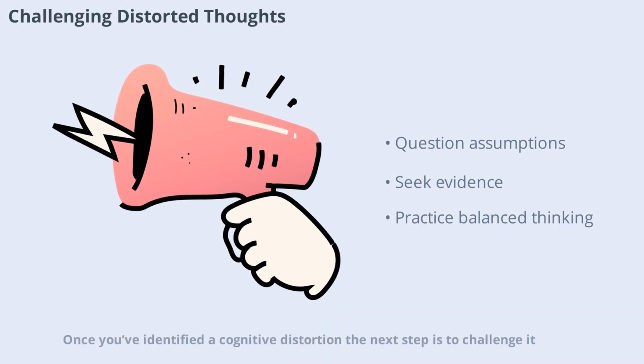Once you've identified a cognitive distortion, the next step is to challenge it. Ask yourself, what evidence do I have for this thought? Or is there another way to look at this situation? By questioning your assumptions, you can start to replace distorted thoughts with more balanced and realistic ones. This process takes practice, but it's a powerful tool for changing your mindset.